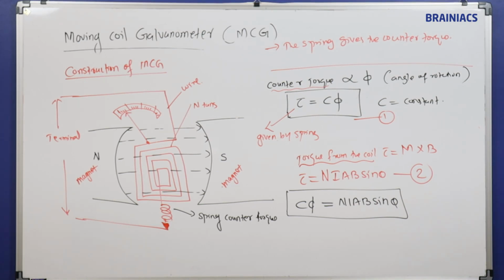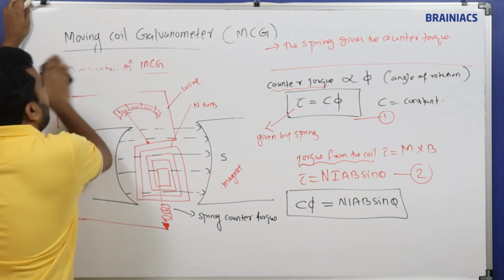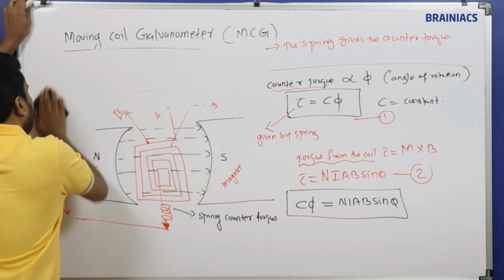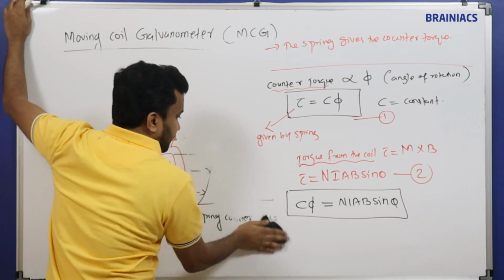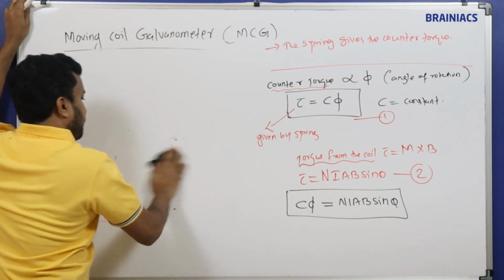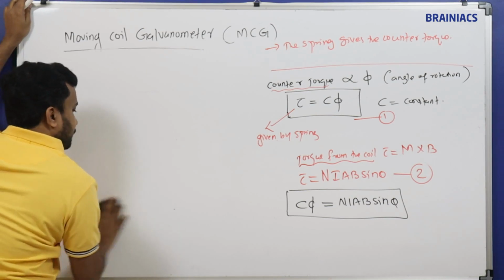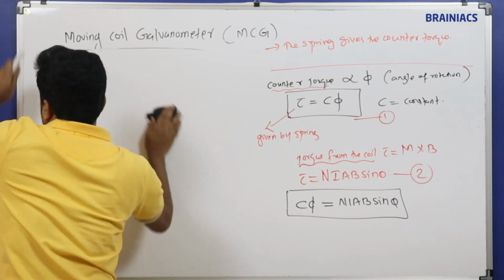Okay. Next, we are going to derive certain parameters related to the moving coil galvanometer. A couple of parameters will be there. We'll see what all that is. So these are important relations in the case of a moving coil galvanometer.